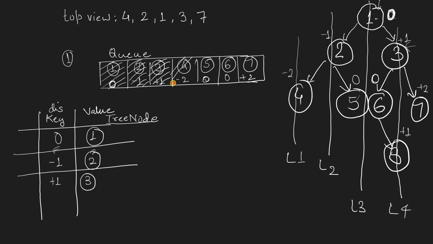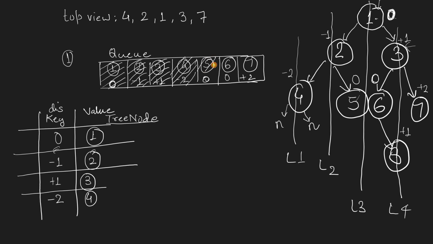Again we'll pop the element from the front of the queue and we'll check if -2 exists here, and it doesn't exist, so we'll put -2 here and we'll put 4 here. Okay, now we'll check if the left or the right child exists. For 4, it doesn't exist, so we cannot put anything here.